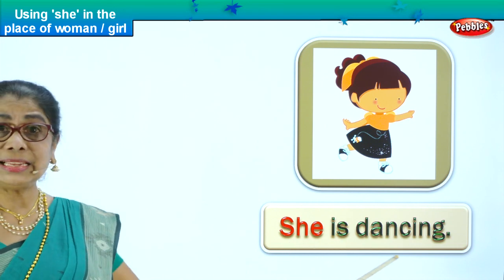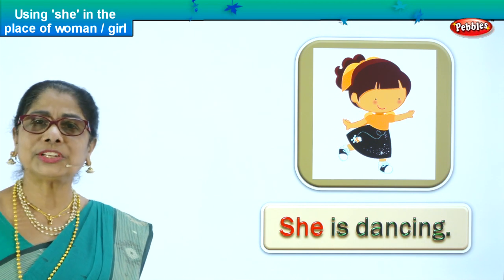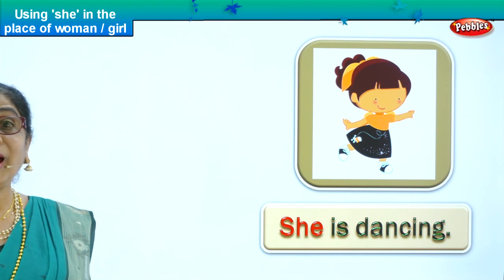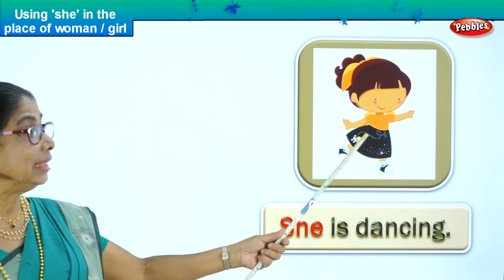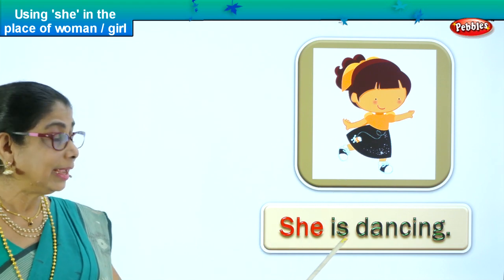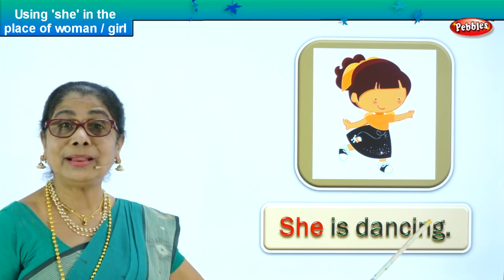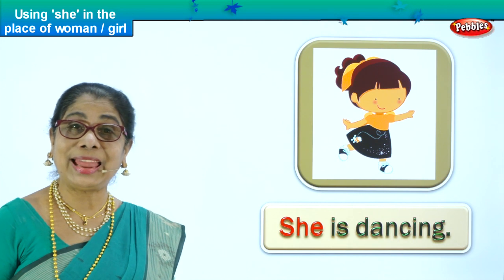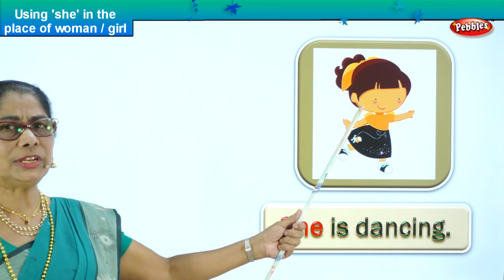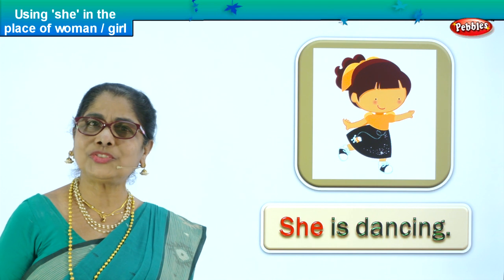She is dancing. When do you dance? You dance for a function on the stage. You dance on your birthday. You dance when you are happy. So probably this little girl is very happy. So she is dancing. Who do you dance for? You dance for grandma, dance for mommy, you dance for daddy. Yes? So happy children, happy little girls dance. What is she doing? She is dancing. Shall we look at another picture?